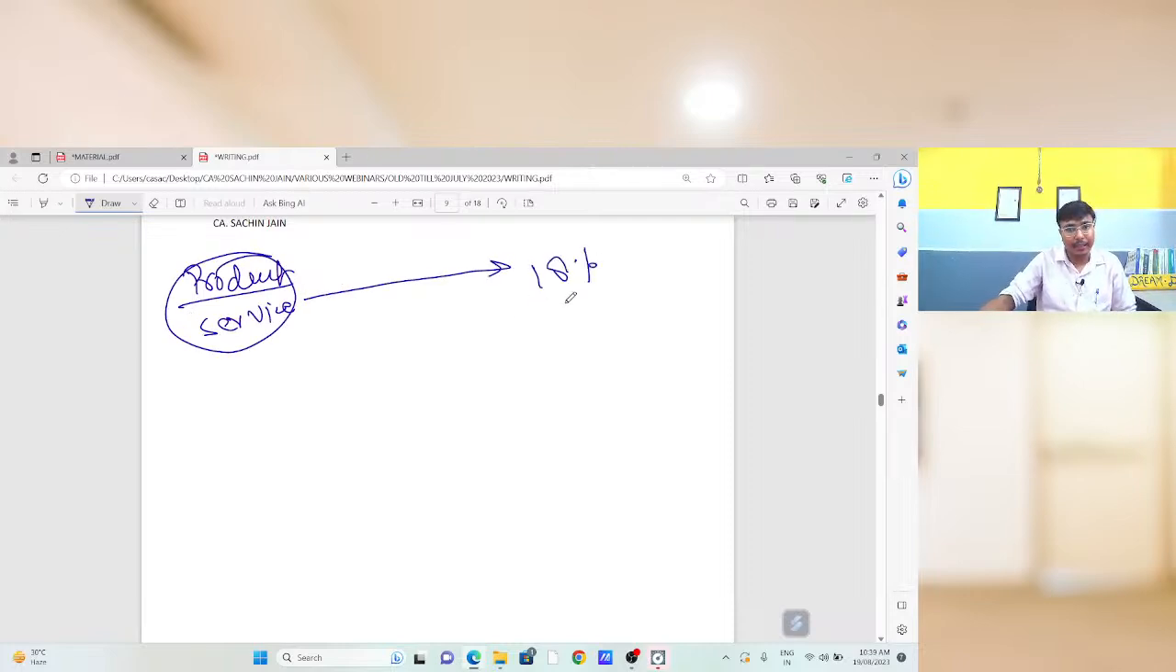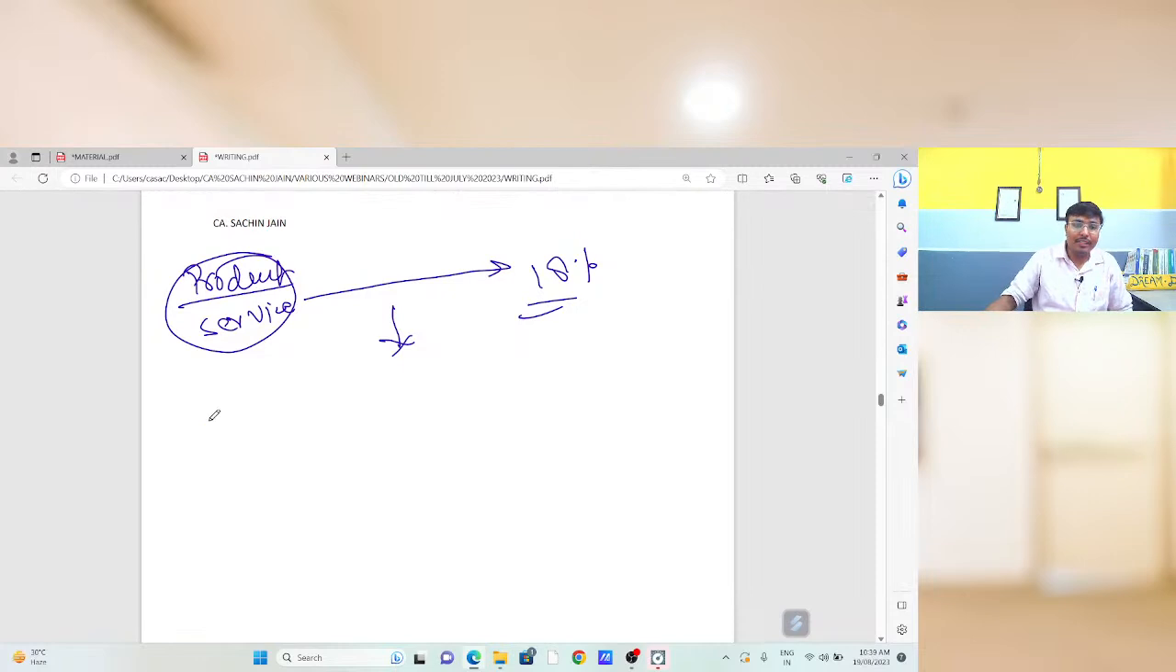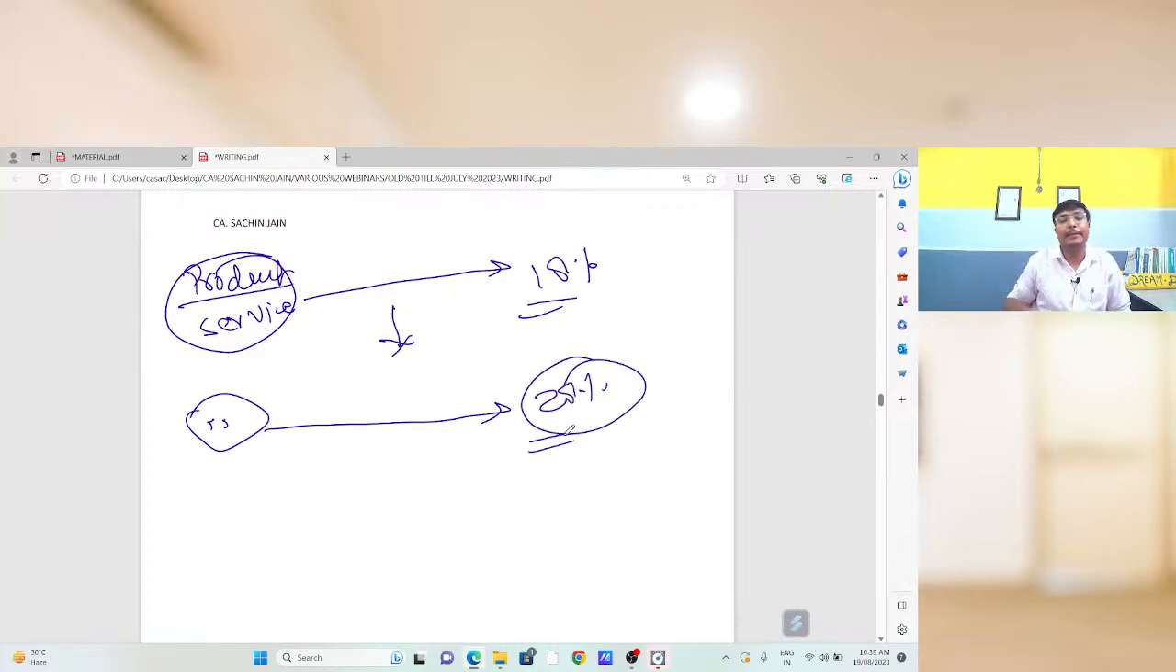Suppose on a particular product or on a particular service, the GST rate is 18%. But the government has changed the rate on this particular product or service. The government has told that now the rate is 28%.